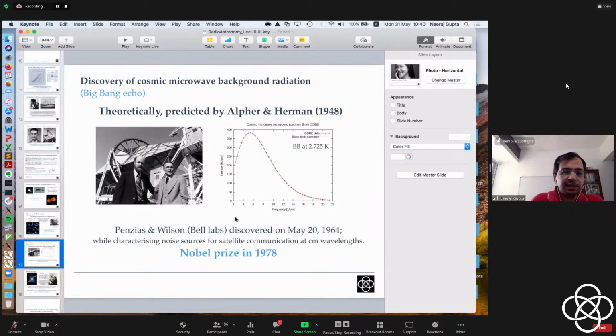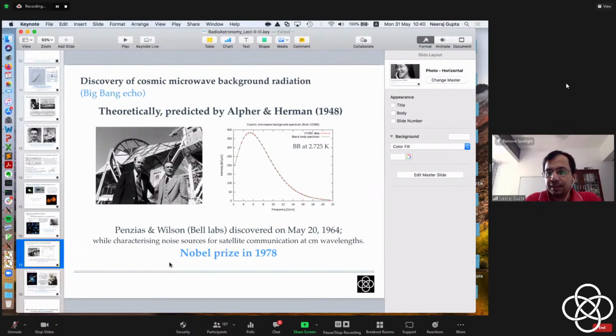It was detected again by two engineers, Penzias and Wilson, who were at Bell Labs, and they were, like Jansky previously, trying to investigate some kind of noise in the communication signal. These gentlemen were doing a completely similar kind of exercise, and they found that the static noise in the signal actually corresponded to cosmic microwave background radiation. And for this discovery, they were awarded a Nobel Prize in 1978.